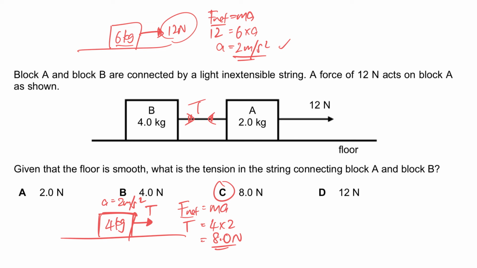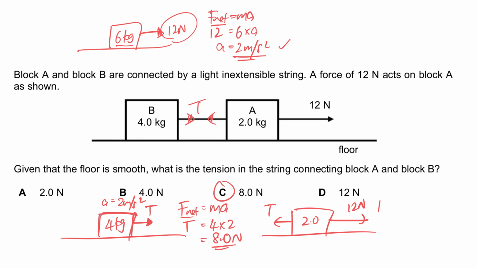Now, what if you choose A to draw the free body diagram? You can, because even though there are two forces acting, there's only one unknown you can solve. Okay, let's do it. Let's say I did not do the one for B, so I do not know the answer. I'll be drawing all the forces acting on block A only. So 12 Newton to the right, and there's a tension, which is unknown, to the left.